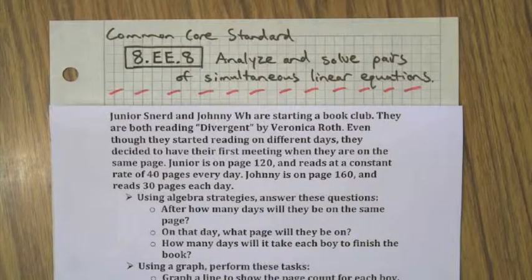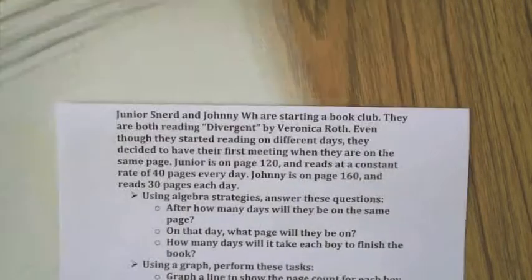Common Core Standard, Equations and Expressions for 8th grade. 8th Standard, analyze and solve pairs of simultaneous linear equations. Simultaneous just means they happen at the same time. Linear means they make a line. Here we go.